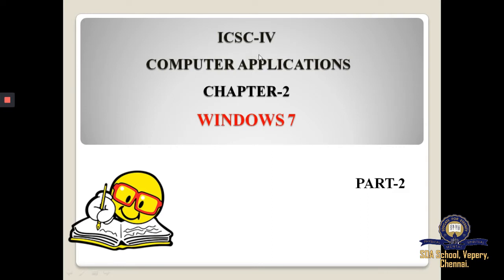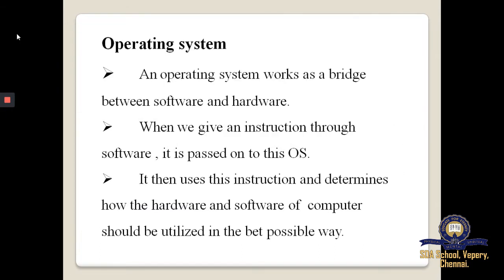ICSE Core Standard Computer Applications Chapter 2 Windows 7. This is the second lesson of computer application. This is part 2 video. Before going to the lesson, what did we learn in the last class? Yes, we learned about operating systems and how to change the desktop background.